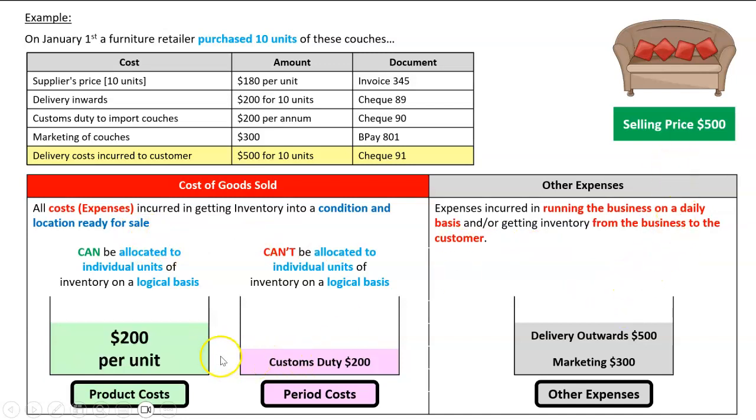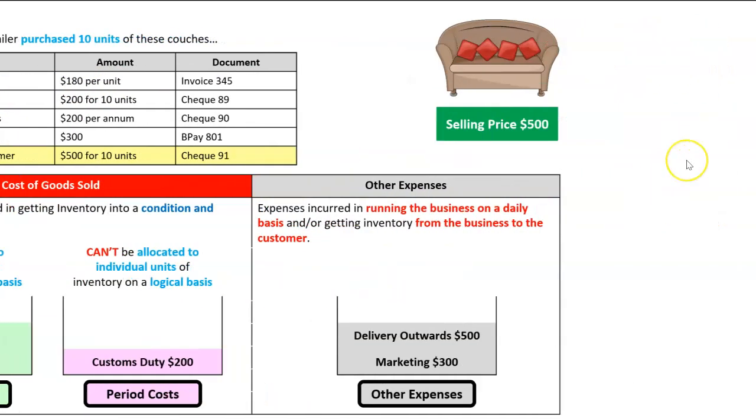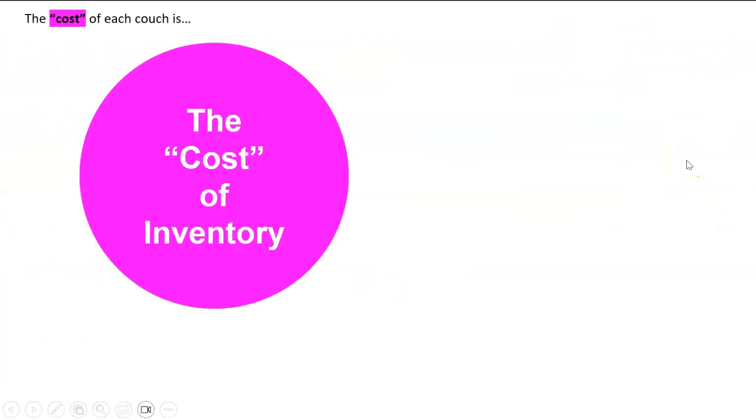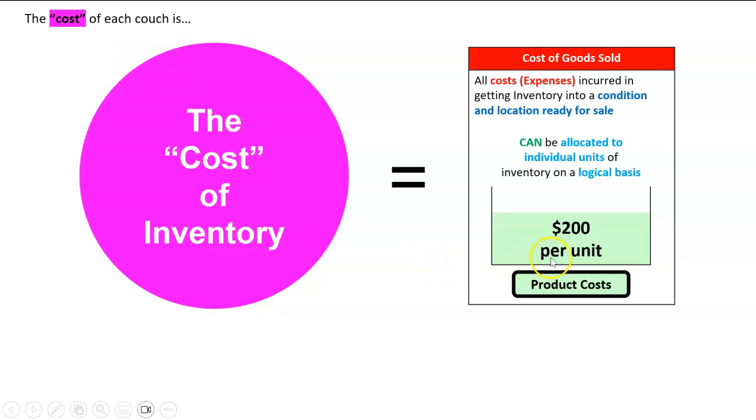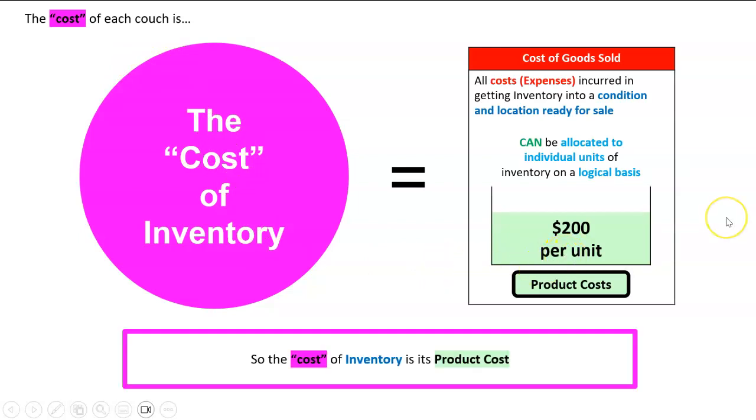So what does all that mean? It means now the cost. So if we just go back a step here, you might look at this and go, well, what's the cost of each couch? And you go, it's $180 because that's what the supplier charged me. It's actually not. What we say now is the cost of each couch is $200 per unit. And that's going to be really important because now we just want to say the cost of each couch, or each unit of whatever inventory, the cost of inventory is what we call product cost. Okay? So the cost of inventory is its product cost.